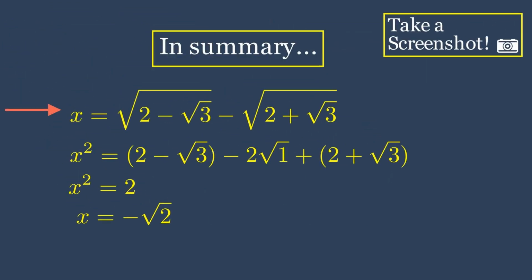In summary, we first set the value of our expression to a variable x and squared both sides. We then used our algebraic identities and arithmetic to simplify it further, giving us x squared equals 2. Finally, by comparing the expressions in our original equation, we determined that x has to be negative, giving us the answer of negative root 2.